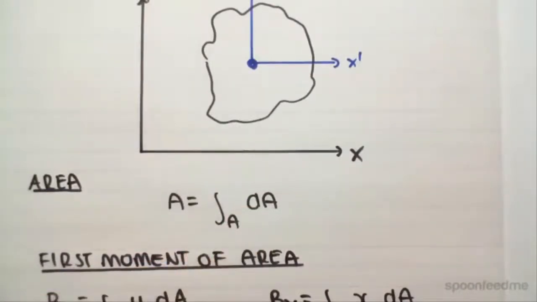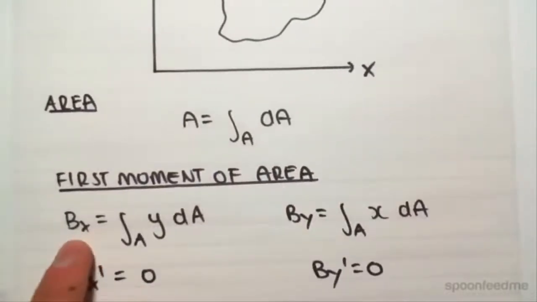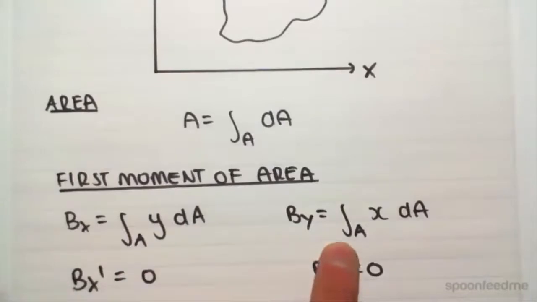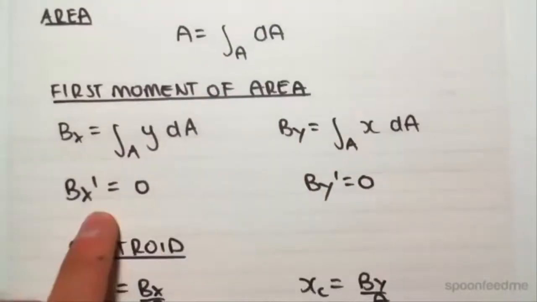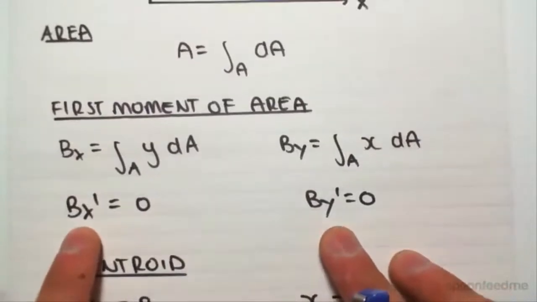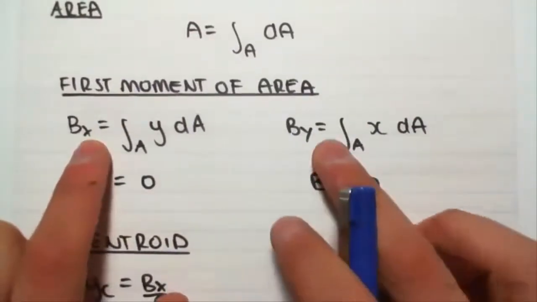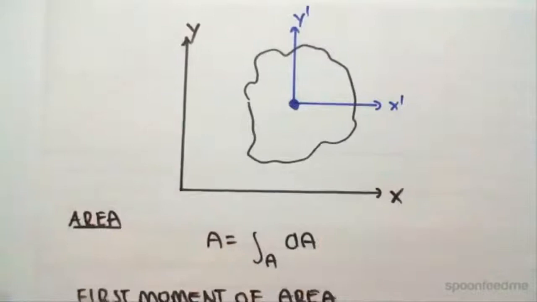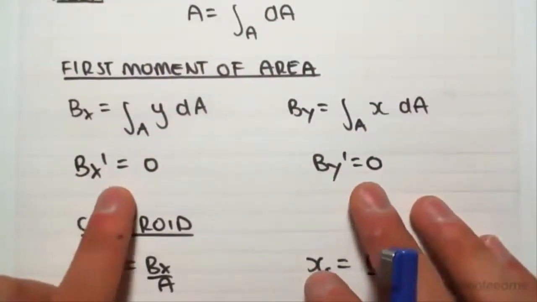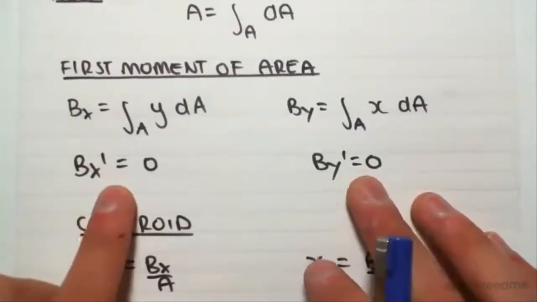It's pretty simple. The first moment of area, Bx, is the integral over A of y dA, By is the integral over A of x dA. Bx dash and By dash is the first moment of area in reference to the centroidal axes, and these are in reference to the reference axes. So because you're at the centroid, the first moment of area, Bx dash and By dash, is just 0.